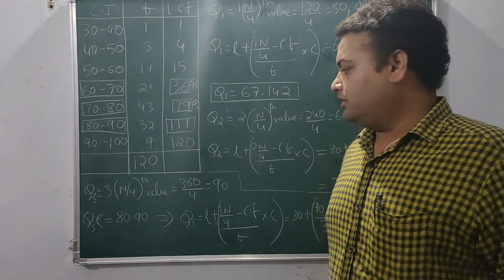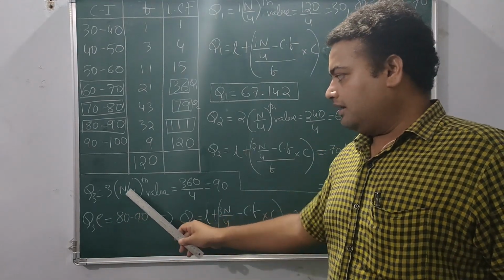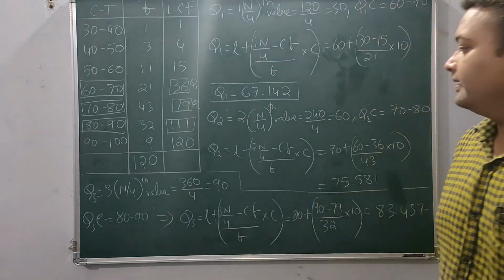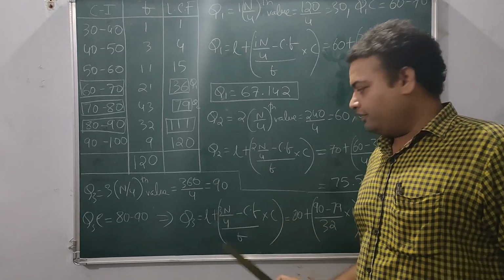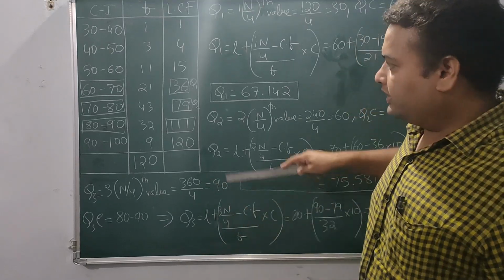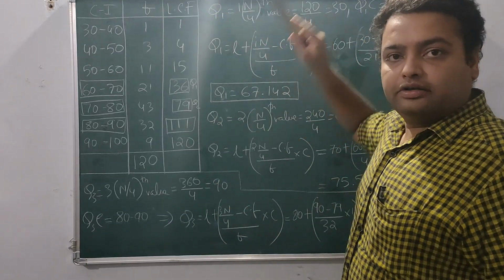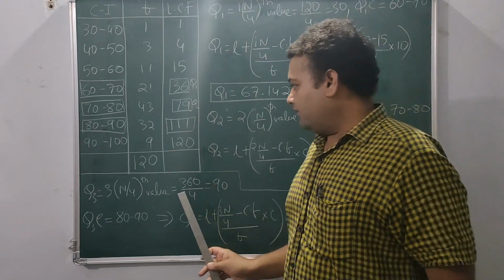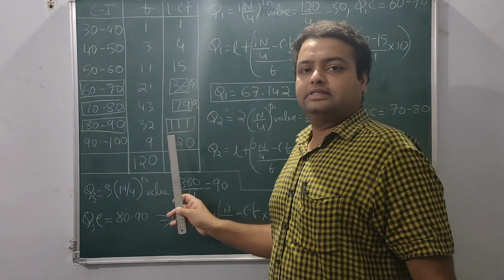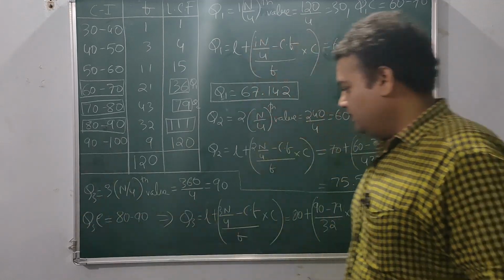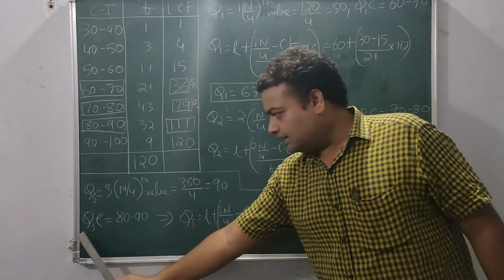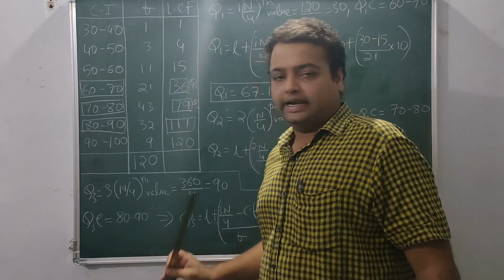Okay. Next, the third quartile. So Q3 is equal to 3 into n by 4th value, that is 3 into 120 by 4, 360 by 4, that is 90. So we have to locate this 90 in the cumulative frequency column. We have 111 which is just greater than 90. The class corresponding to it is 80 to 90. Therefore, the Q3 class is 80 to 90.